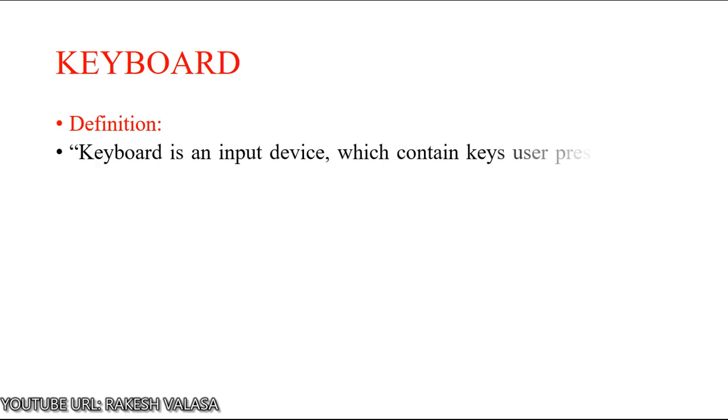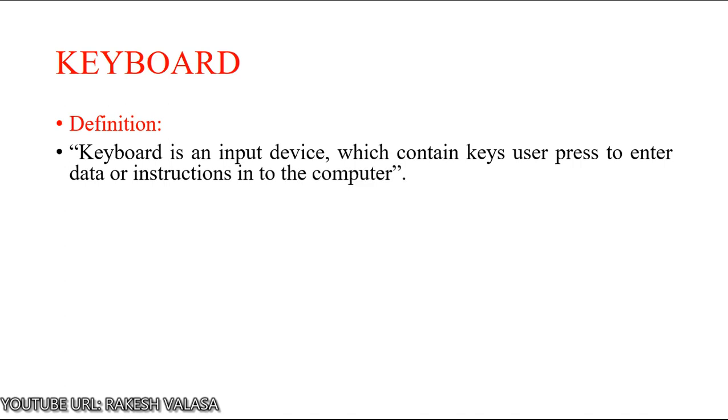Let us discuss keyboard. Let us see the definition of keyboard. Keyboard is an input device which contains keys the user presses to enter the data or instruction into the computer. Two different types of keyboards are available in the market. First one is conventional keyboard, second one is programmable function keyboard. Short name is PFK, programmable function keyboard.